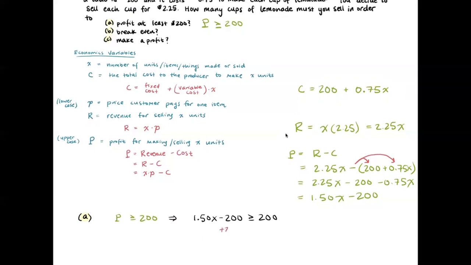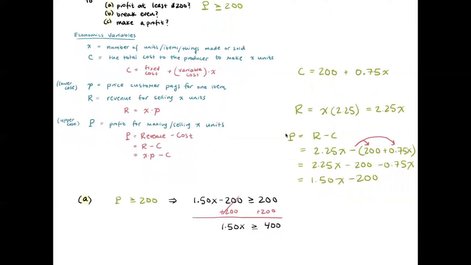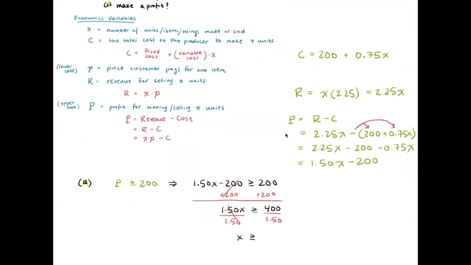All right, so I'm going to add 200. We've got 1.50x is greater than or equal to 400. And we'll divide by 1.50 to get x alone on one side of the inequality. You are allowed calculators in this course, so please take out your calculator if you don't have it out already, and figure out what 400 divided by 1.5 is. This comes out to be 266.66666 repeating, so I'll just put a bar over the decimal like that.